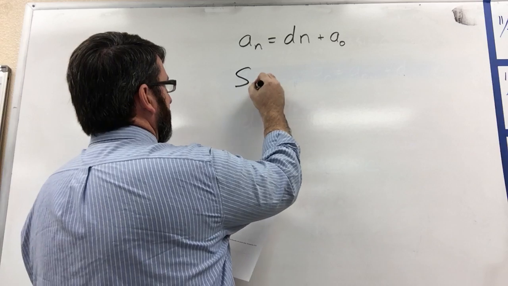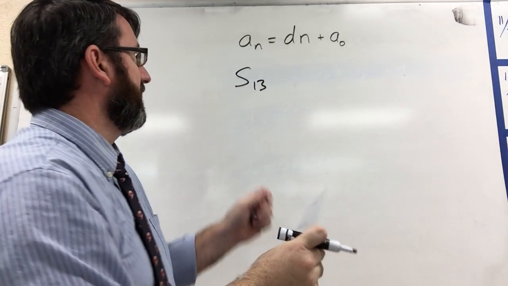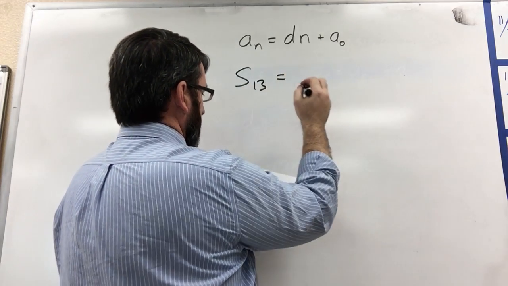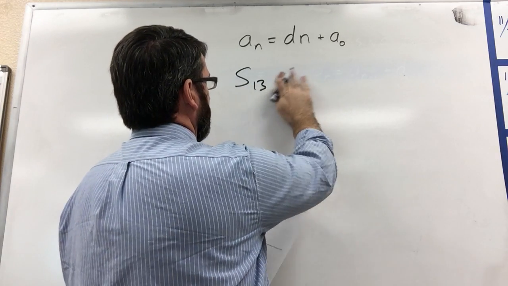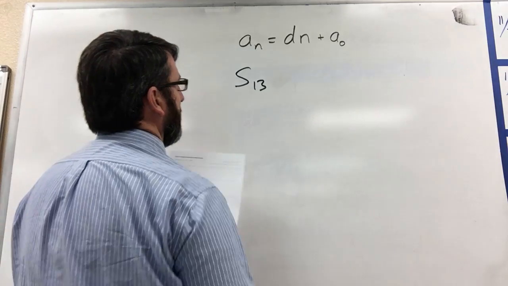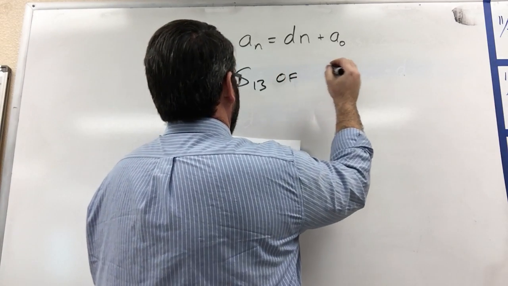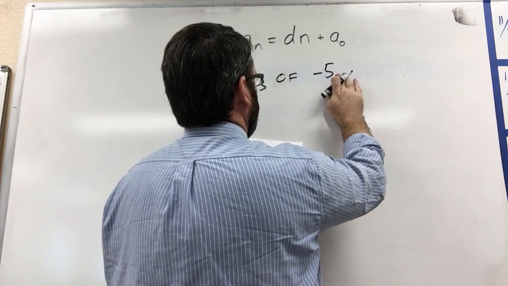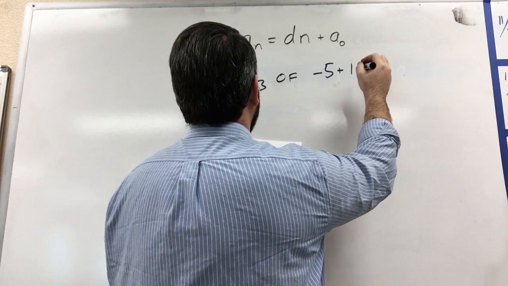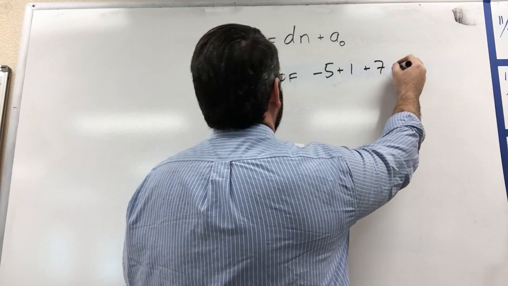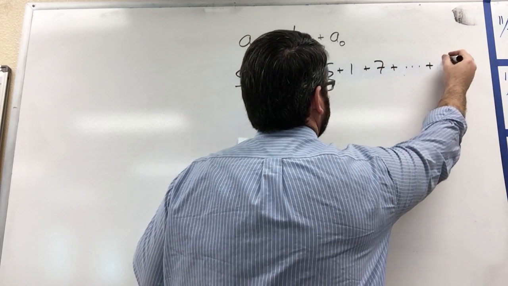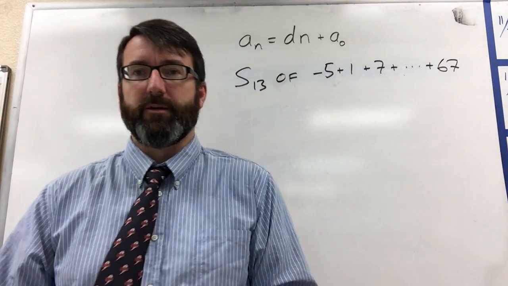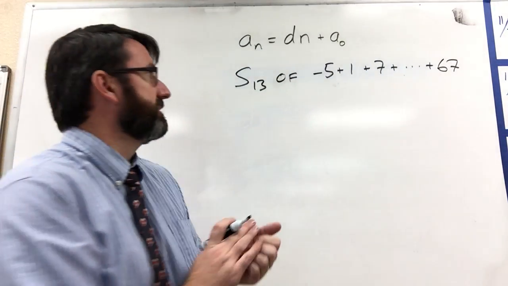We're told to find the 13th partial sum. S13 means the 13th partial sum. We're to find the 13th partial sum of this series, -5 plus 1 plus 7 plus ... up to 67. So we're asked to find the 13th partial sum of that series.